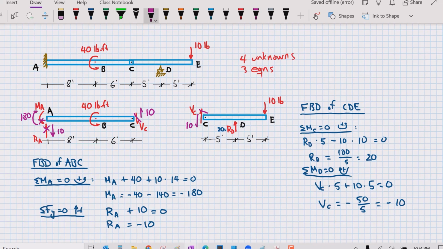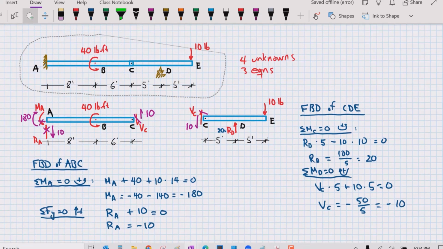So this is going down 10. Okay, we have all the reactions. So we are ready for the diagram, right? So let's put again the whole diagram here to start the diagram. So I put here a copy.